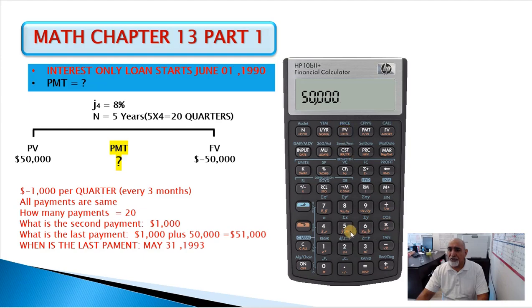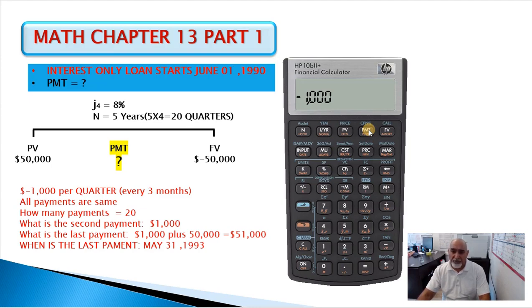And FV is also 50,000, but with a negative. And we're looking for payment. There's main payment. It's $1,000 every 3 months, per quarter. Per quarter means every 3 months. 4 times per quarter means 4 times in a year.